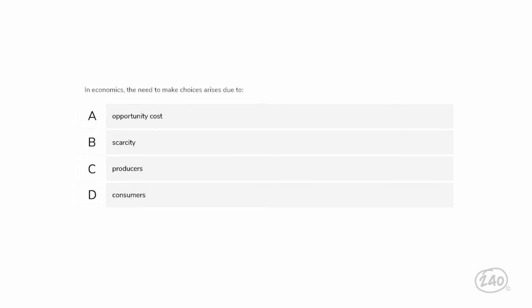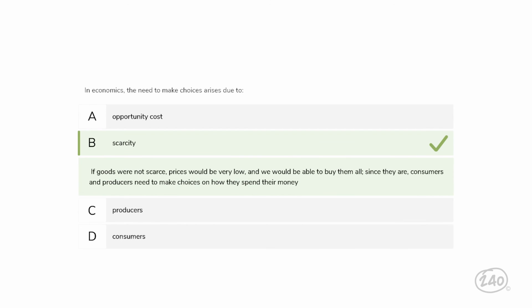Earlier, we got a preview of the types of information that you'll need to know about government questions, but let's take a look at how economics might show up on the test. In economics, the need to make choices arises due to opportunity cost, scarcity, producers, consumers. Scarcity is the correct answer here. If goods were not scarce, prices would be very low and we'd all be able to buy it. But since they are, consumers and producers need to make choices on how they spend their money.